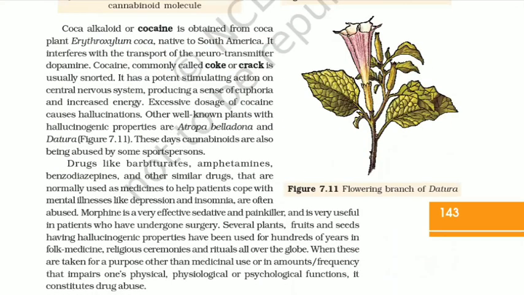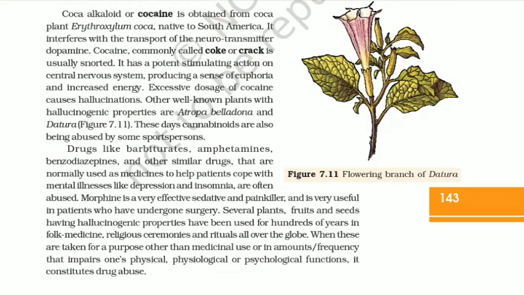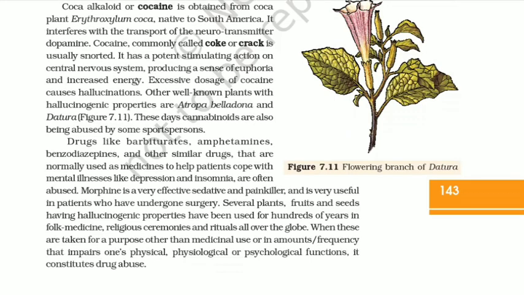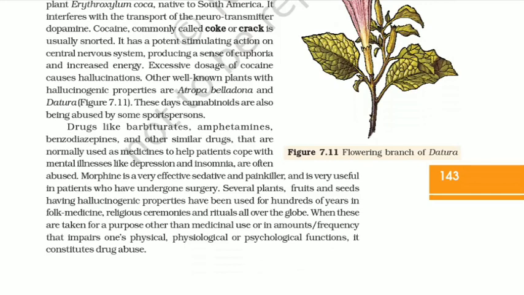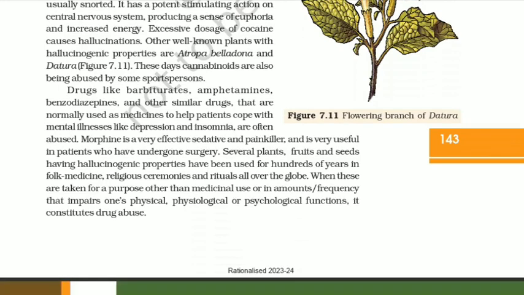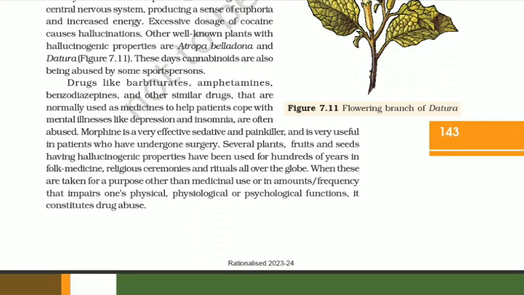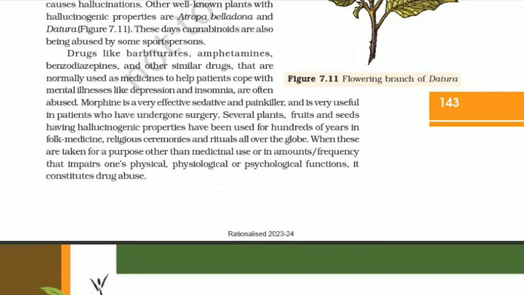Coca alkaloid or cocaine is obtained from the coca plant, Erythroxylum coca, native to South America. It interferes with the transport of the neurotransmitter dopamine. Cocaine, commonly called coke or crack, is usually snorted. It has a potent stimulating action on the central nervous system, producing a sense of euphoria and increased energy. Excessive dosage of cocaine causes hallucination. Other well-known plants with hallucinogenic properties are Atropa belladonna and datura. These days, cannabinoids are also being abused by some sportspersons.